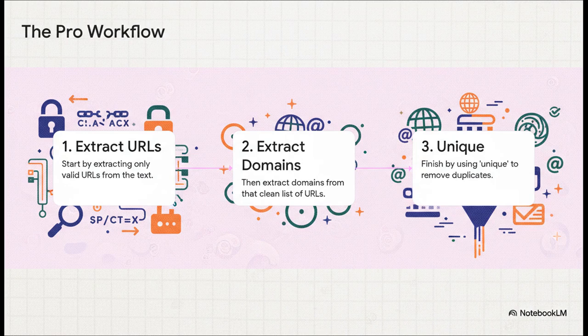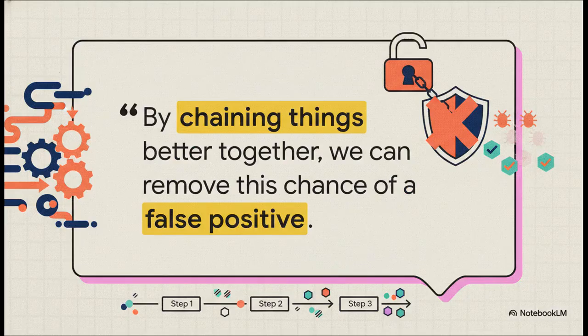So here's the pro move. Instead of one sloppy step, we chain a few smart ones together. First, we run extract URLs on the raw data. This gives us a really high-quality list of actual web links. Then we run extract domains on that already cleaned up list. The results are just dramatically better. We can even finish it off with a unique command to get rid of any duplicates, and what we're left with is a perfect, clean list. And that's really the core idea here. By just thinking a little bit about the order of our operations, by chaining them together logically, we can pretty much eliminate these kinds of errors and false positives. And that saves us a massive amount of time and headache down the line.